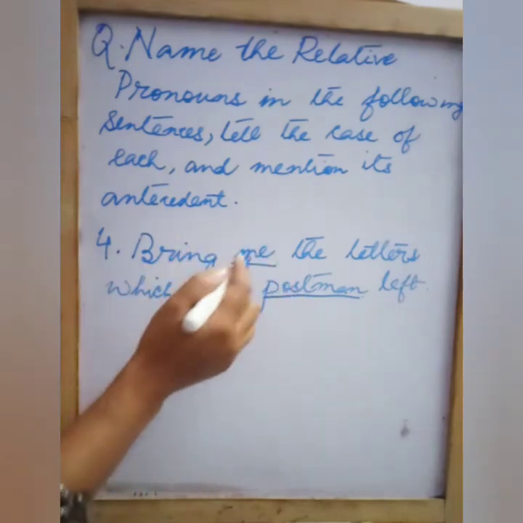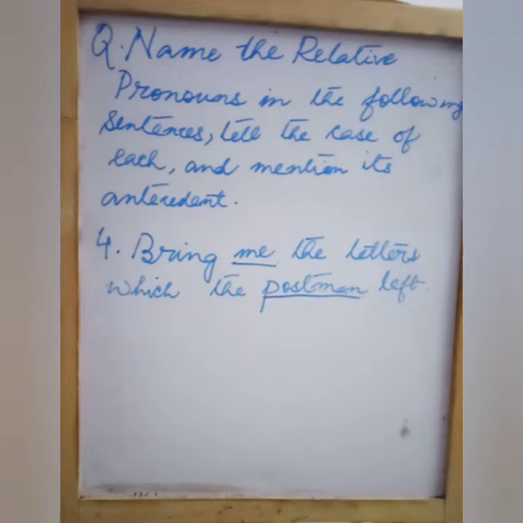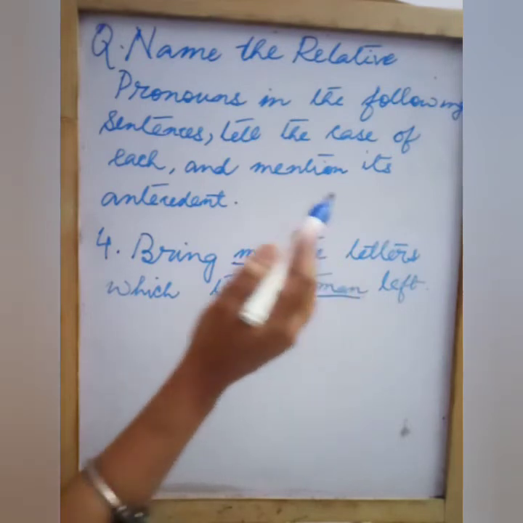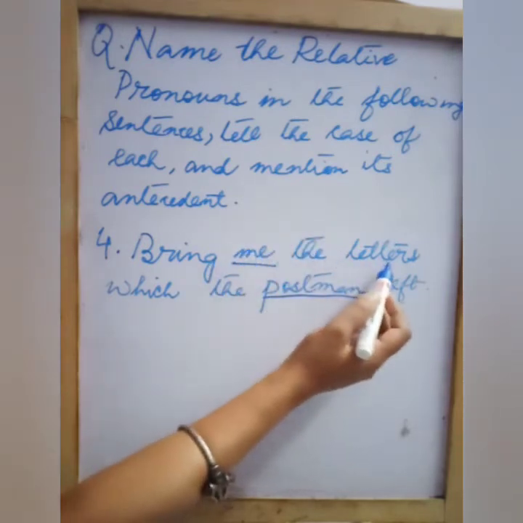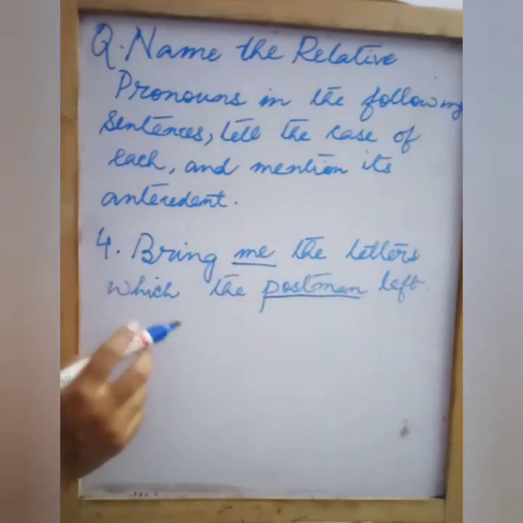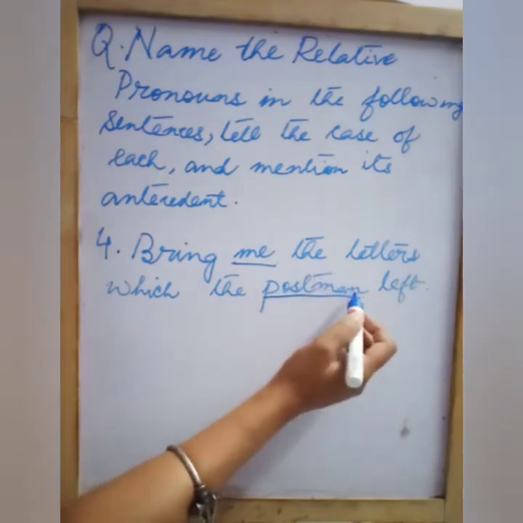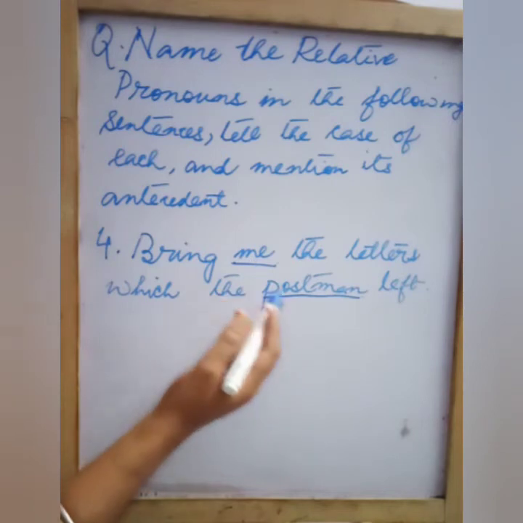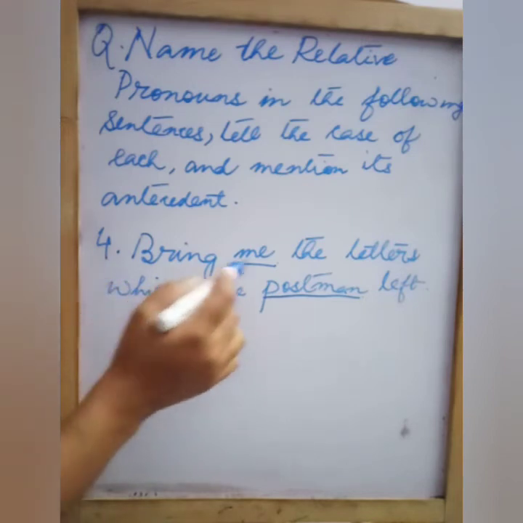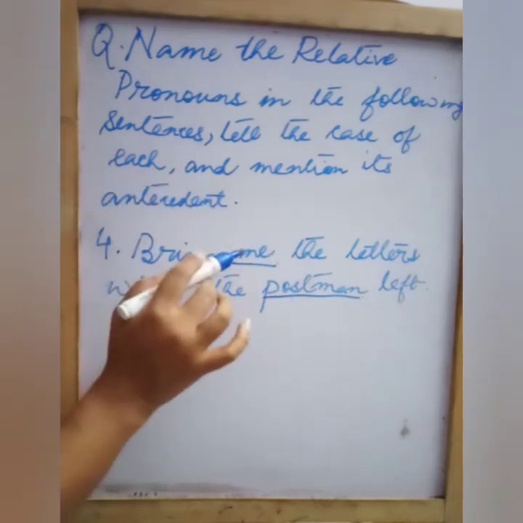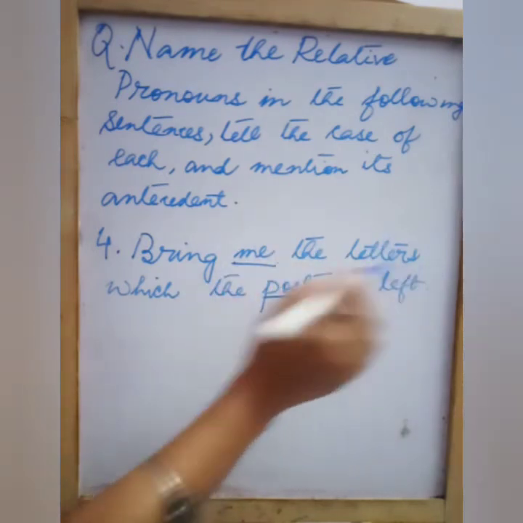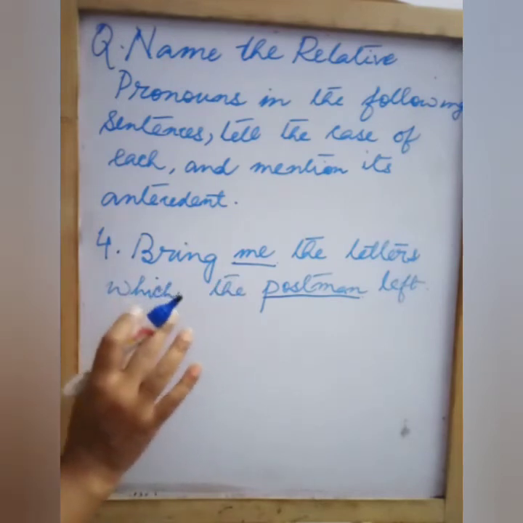Here me is the object, and this is in the objective case. Why? Because this me is coming before the subject, isn't it? Bring me the letters which the postman left. It is in the accusative case, because when a sentence starts with the subject itself, when the subject is before the object, in that case it will be in the nominative case. But here the object is coming prior to the subject and the verb also. So bring me the letters which the postman left. This is in the accusative case.